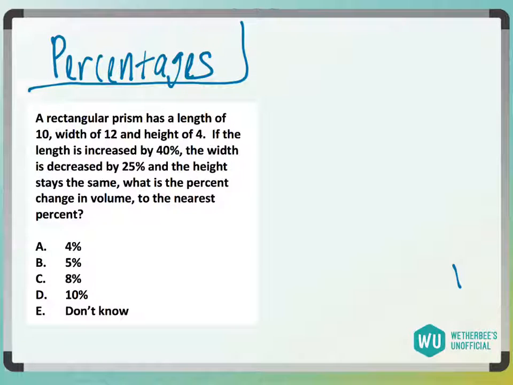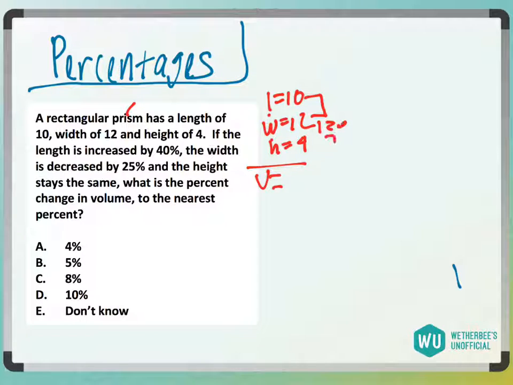All right, so we're going to find the percent change in volume, to the nearest percent, of this prism. A prism is really just like a rectangular box. So we have a length initially of 10, a width of 12, and a height of 4. Volume is length times width times height. 10 times 12 is 120, and 120 times 4 gives us a volume of 480 for this one.